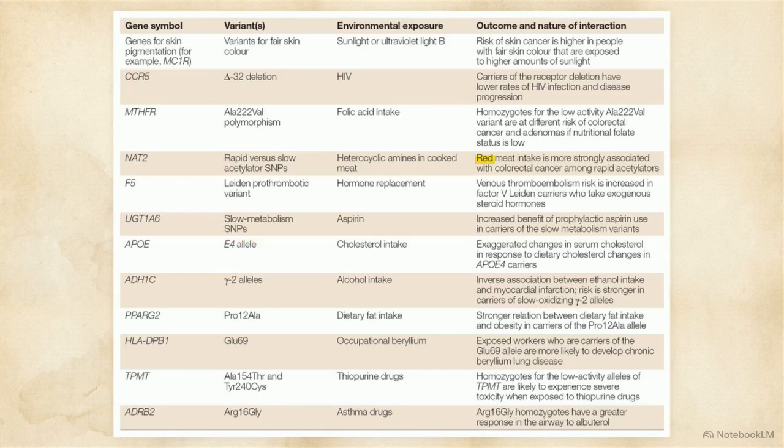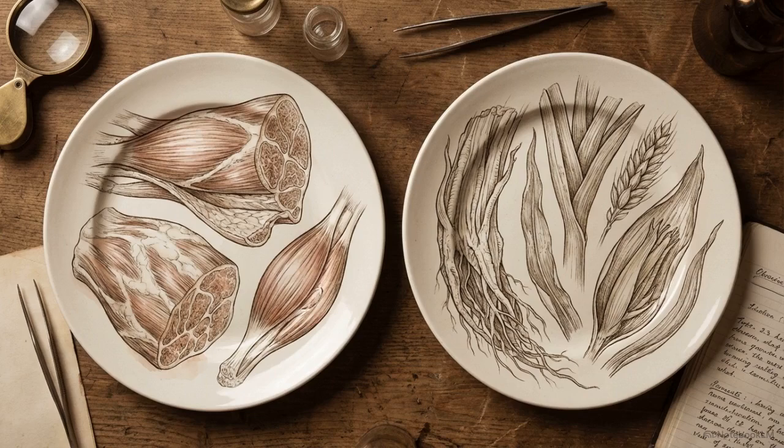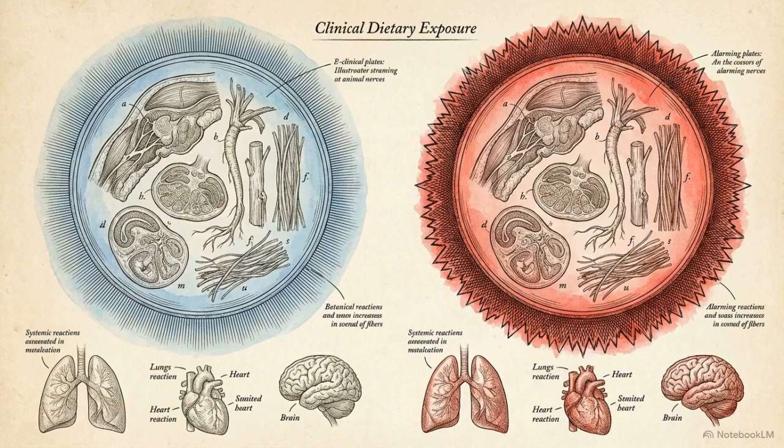Moving up to the NA2 row, red meat intake correlates strongly with colorectal cancer in individuals carrying rapid acetylator SNPs. And right above that, low folic acid intake drives risk specifically for homozygotes carrying the MTHFR ALA222 Val polymorphism. Lifestyle choices and dietary exposures lack universal, identical effects. Their ultimate benefit, or their danger, is strictly gated by an individual's unique polygenic architecture.